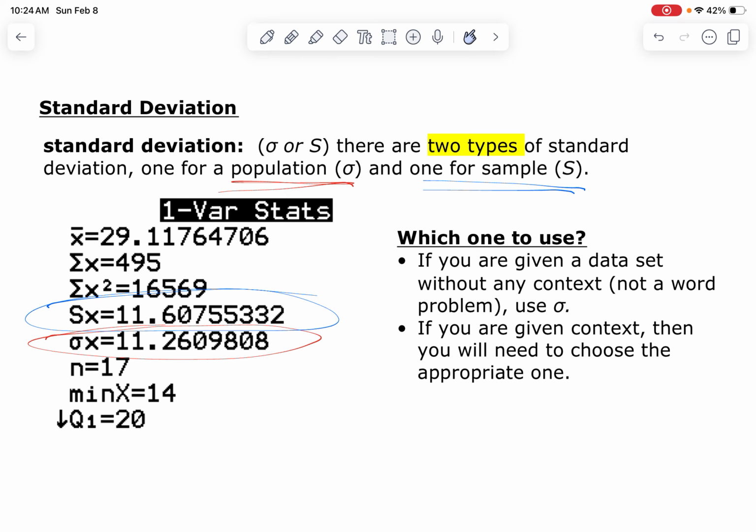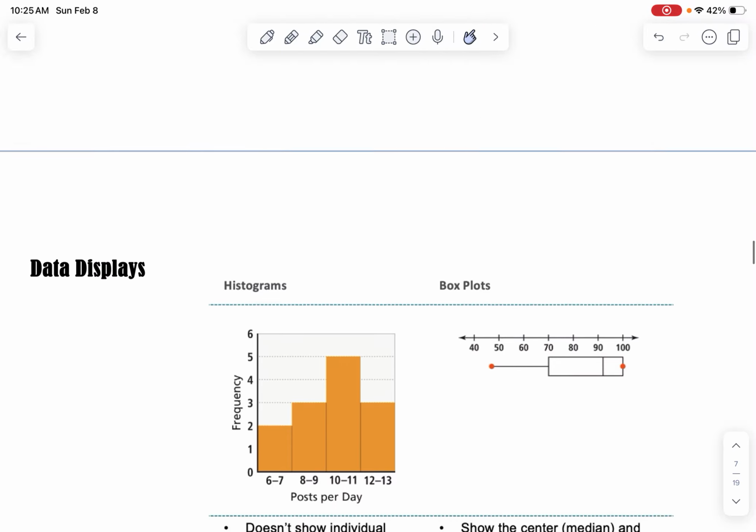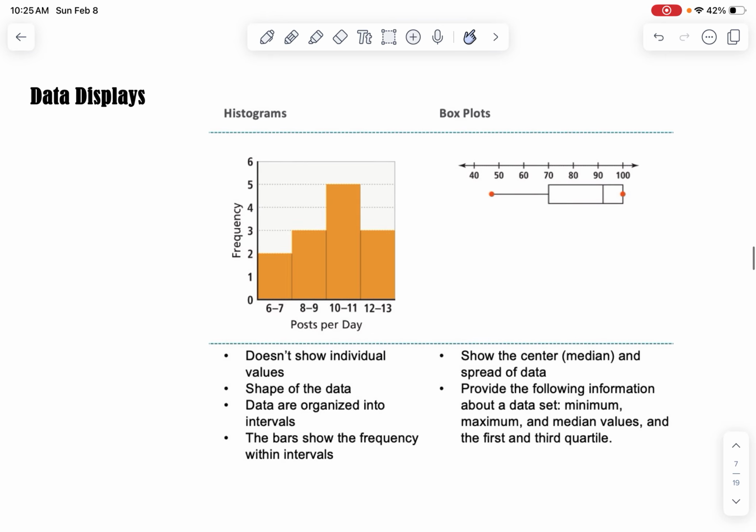A lot of times you're probably using the population one, but again, if it's a word problem, double check, because then oftentimes it's probably going to be a sample.